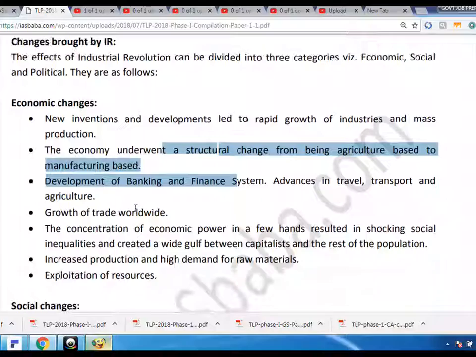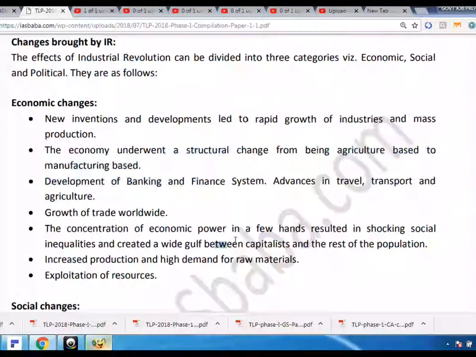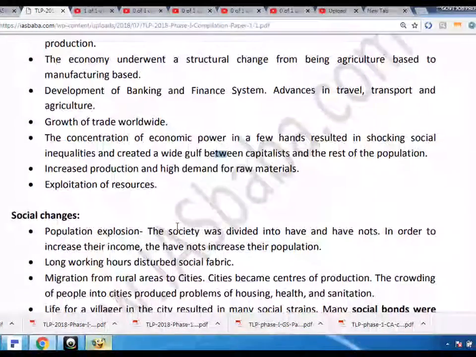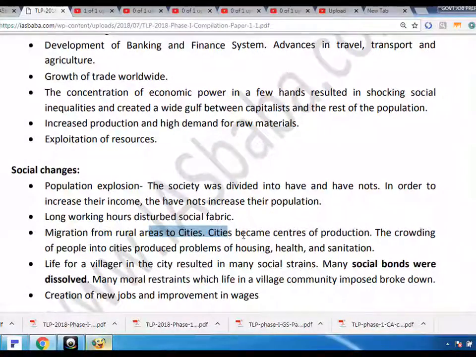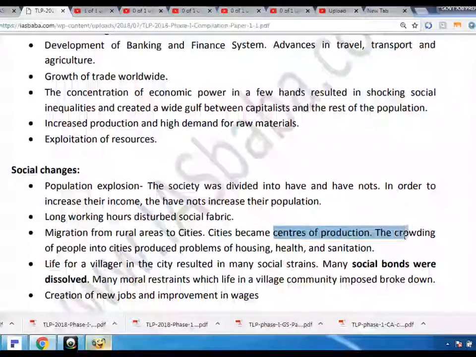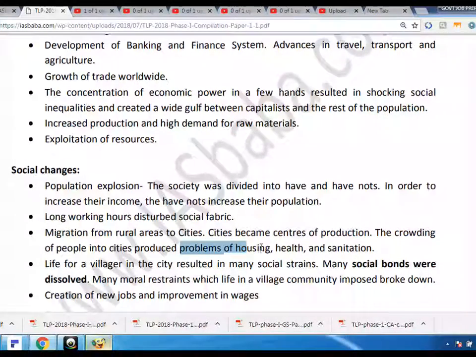Social changes. Population explosion. The society was divided into haves and have-nots. In order to increase their income, the have-nots increased their population. Long working hours disturbed social fabric. Migration from rural areas to cities. Cities became centers of production. The crowding of people into cities produced problems of housing, health, and sanitation.